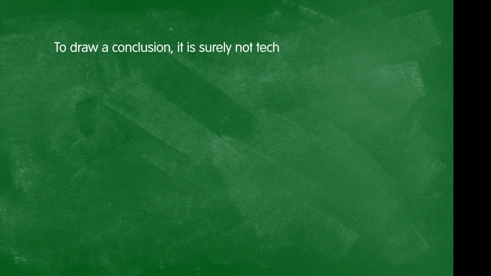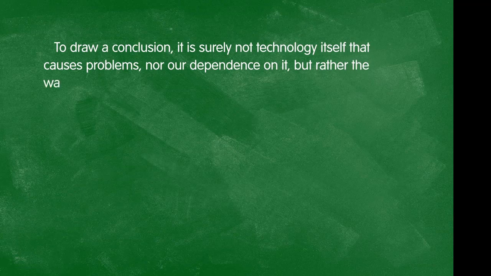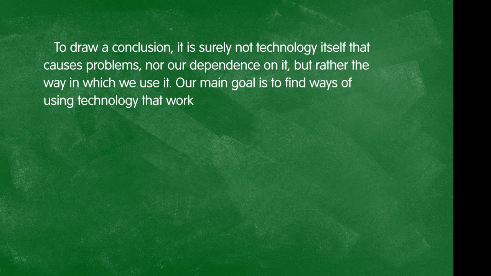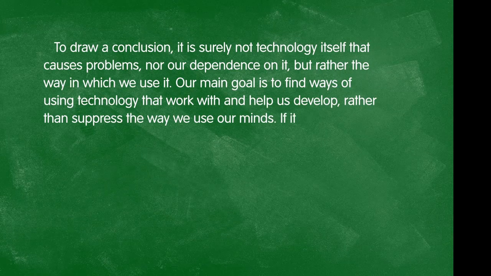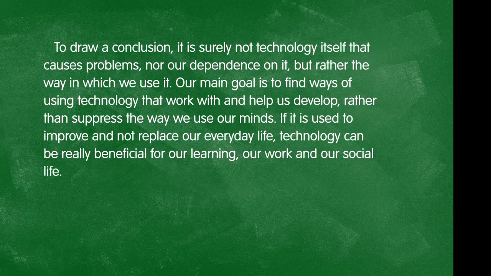Now, finally, let's draw a conclusion which summarizes everything and presents a critical analysis of the main body of our article. To draw a conclusion, it is surely not technology itself that causes problems, nor our dependence on it, but rather the way in which we use it. Our main goal is to find ways of using technology that work with and help us develop, rather than suppress, the way we use our minds. If it is used to improve and not replace our everyday life, technology can be really beneficial for our learning, our work, and our social lives.